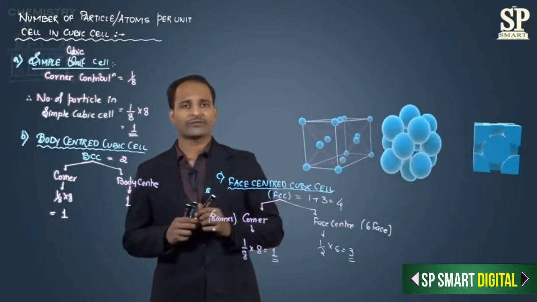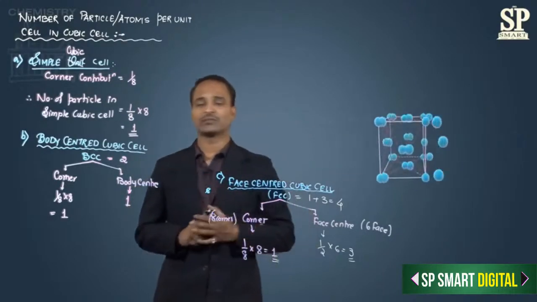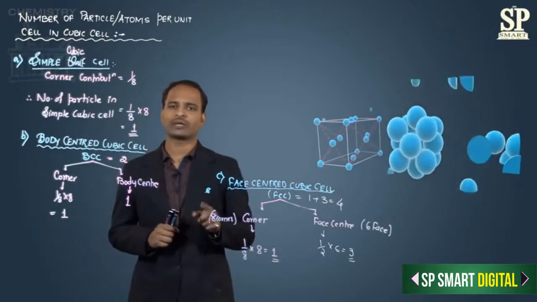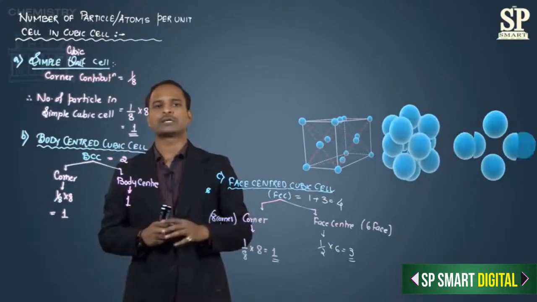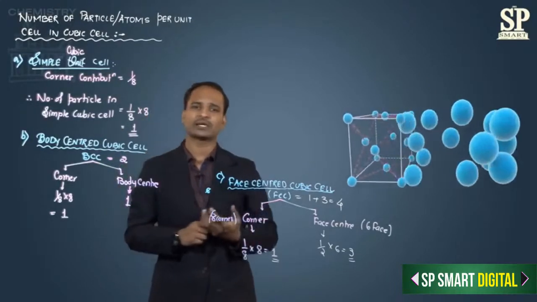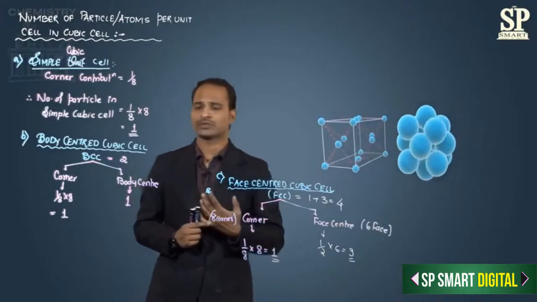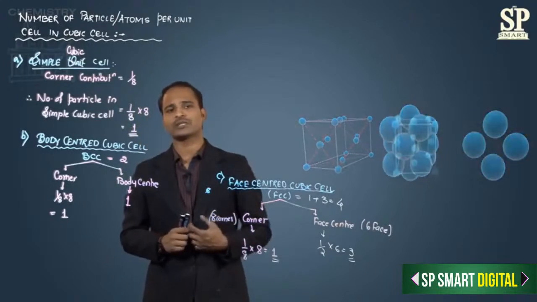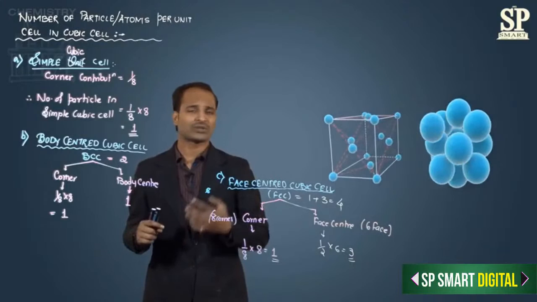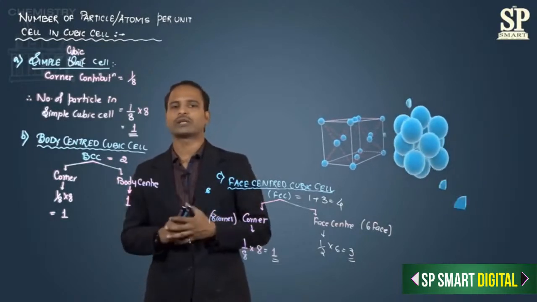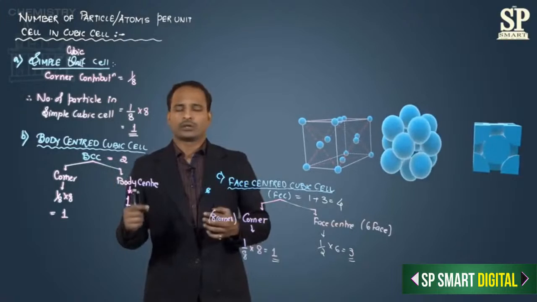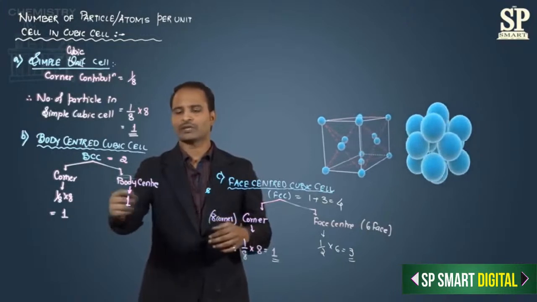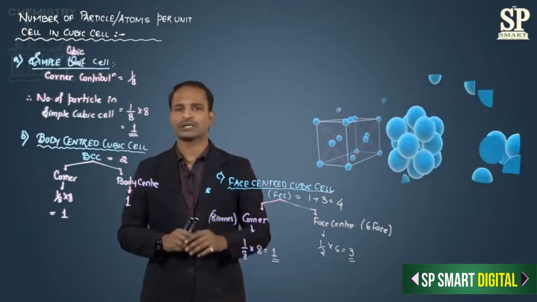Okay, so we have 3 types of cubic cell. The first one is simple, where the particles are present only on the corners. From each corner we get 1/8 part, so 1/8 into 8, that is 1 particle. Then the BCC cell, where the atoms are present on the corners as well as at the center of the body. The particle present in the body is totally a property of the same unit cell and is not shared by any other unit cell, while for the particle present at a corner we have 1/8 contribution, and there are 8 corners, so 1/8 into 8 is 1, plus the body center 1. There are 2 particles in total in case of BCC.